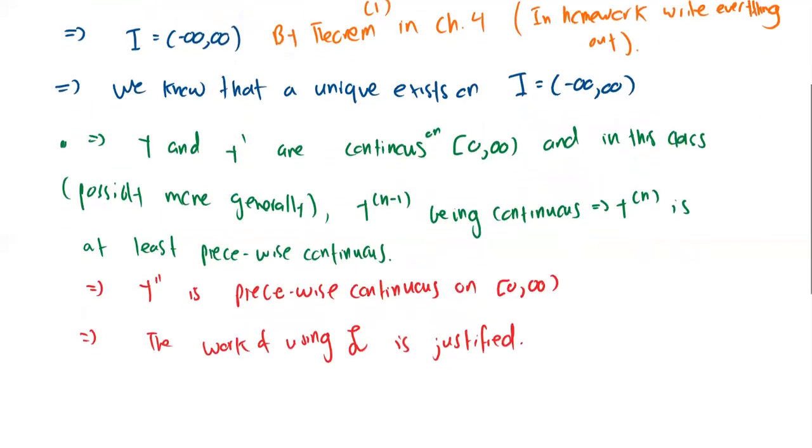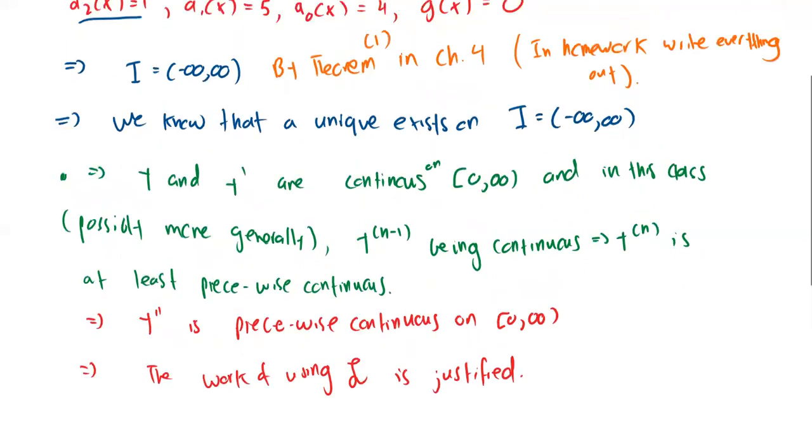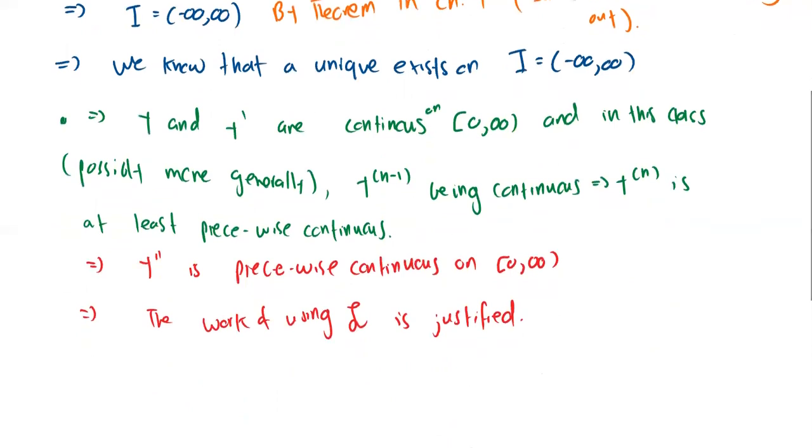So all of this is just to justify us using the Laplace transform. Now, you only have to write this if I ask you to justify. If I just ask you to solve using the Laplace transform, then just go ahead and assume that everything works. But if I ask you to justify, using this theorem, that using the Laplace transform is justified, you would have to write out something like this.